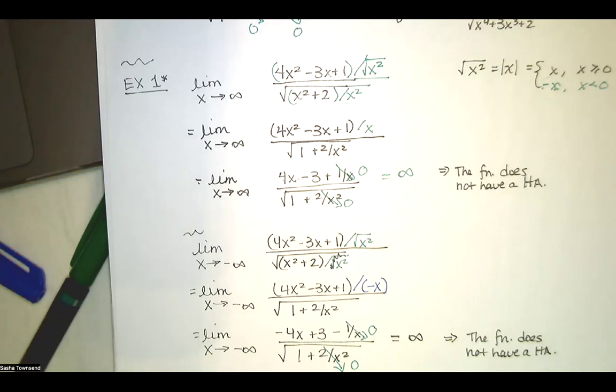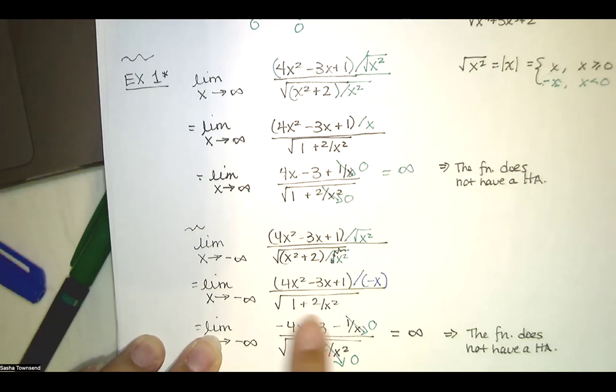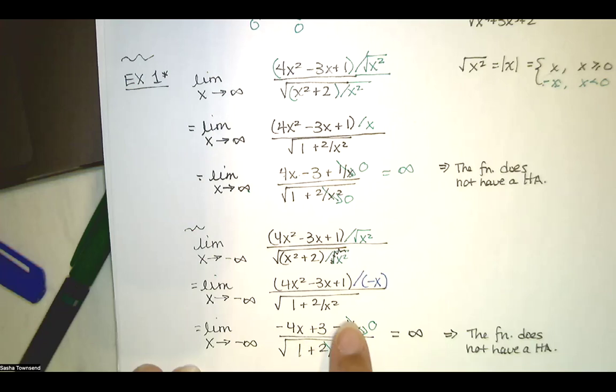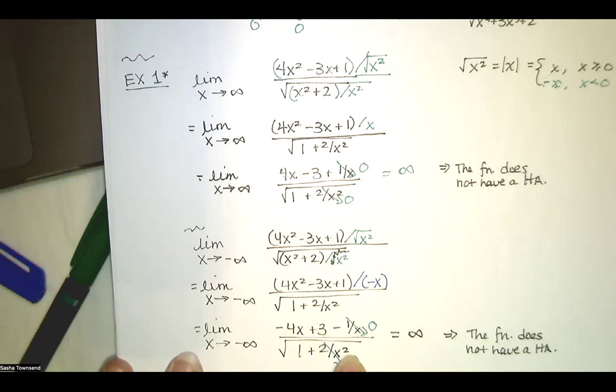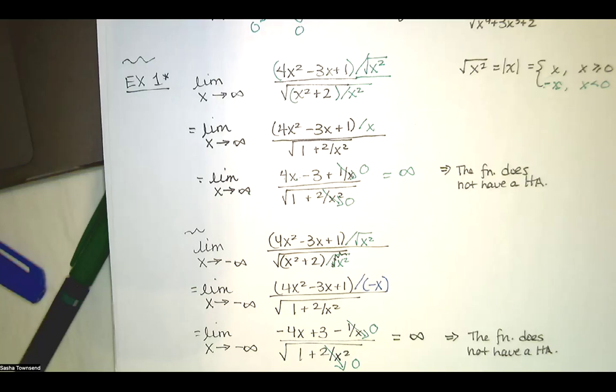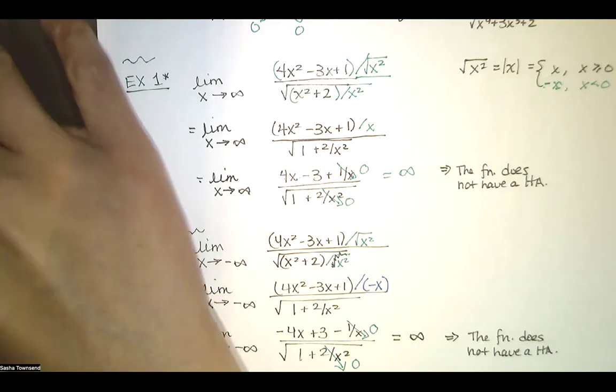But it does have a slant asymptote again. The function that remains as x goes to negative infinity, after we simplify those terms that are very, very small, is that y equals negative 4x plus 3. So let's look at the graph.